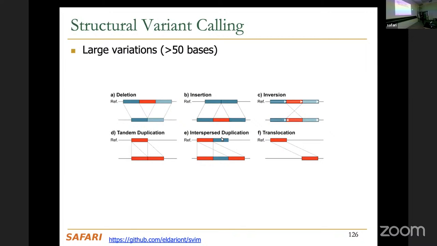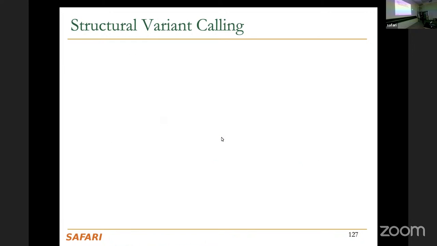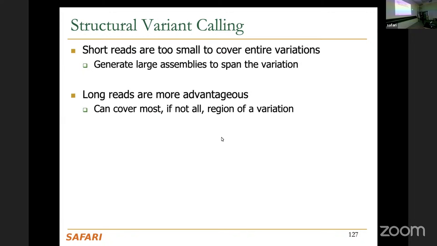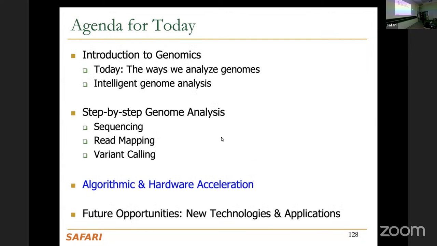So these are how structural variations look like. In simple terms, different types of mutations, such as deletions, insertions, maybe even inversions, duplications, and so on, but at a large scale. Identifying these is also important, but I'm not going to talk about these again.